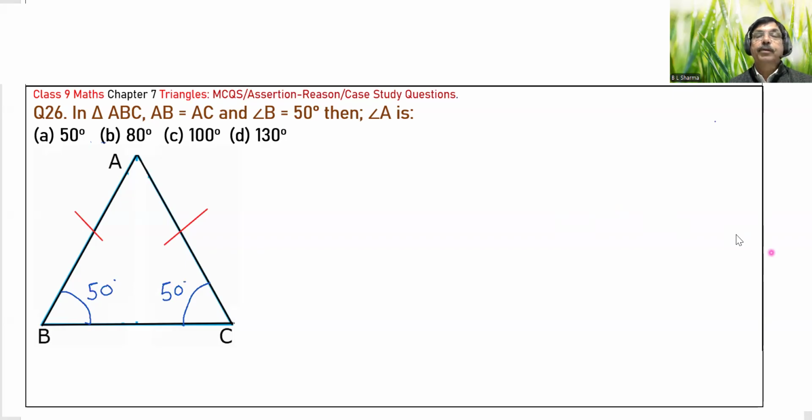But by angle sum property, we know that the sum of three angles of a triangle is 180 degrees. So angle A plus angle B plus angle C will be 180 degrees. So 50 and 50, 100. So this angle will be 80 degrees. So B is the correct option.